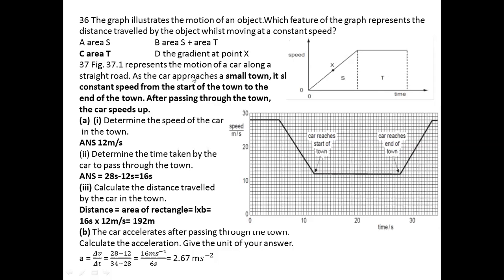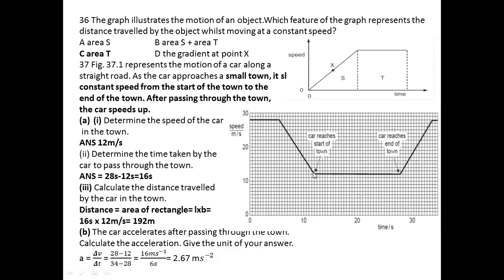Next is, the figures represent the motion of a car along a straight road. The car approaches a small town and then it moves with constant speed from the start of the town to the end of the town. After passing through the town, the car speeds up. We have to calculate the speed of the car in the town. So what is the speed?